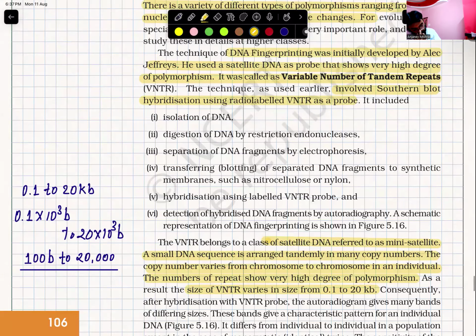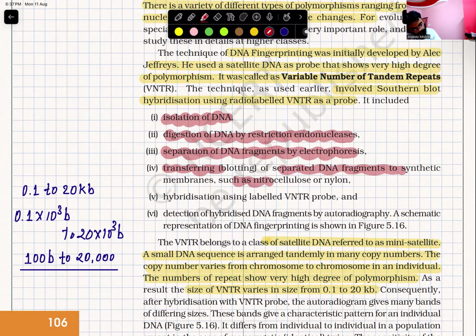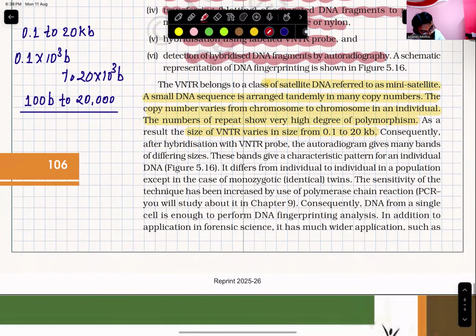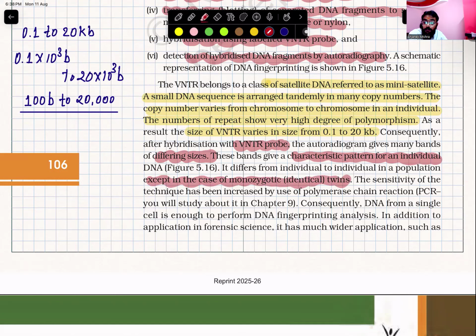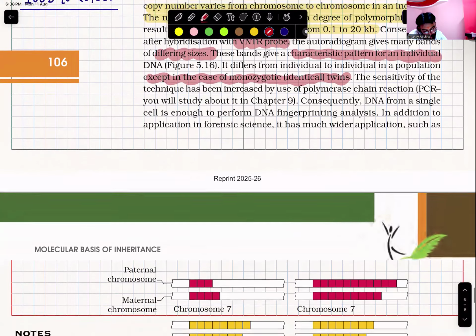Now look over here. What is the process which is given? Isolation of DNA, digestion of DNA by restriction endonuclease, separation of DNA fragments by electrophoresis, transferring the separated DNA onto synthetic membranes such as nitrocellulose paper, hybridization using VNTR probe, detection of hybridization by autoradiography. After hybridization with VNTR probe, the radiogram gives many bands of different sizes. This band gives a characteristic pattern for an individual. It differs from individual to individual in a population, except in case of monozygotic twins. That's why the color came only for Rohan's DNA. Consequently, DNA from a single cell is enough to perform DNA fingerprinting analysis and in application to forensic science.